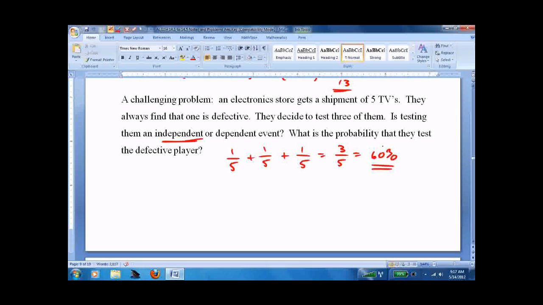So this is where probability gets very confusing. We'll give you lots and lots of practice to try and get you on top of it, so don't panic. We'll get you going from there. Good luck.